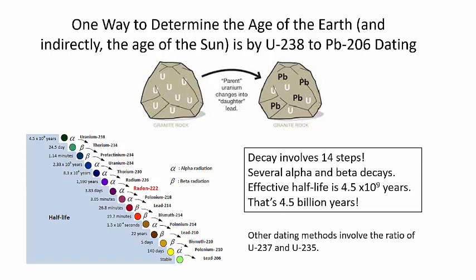Now, the complete sequence of these nuclear reactions is complicated. It's a 14-step process shown to the left, and not to worry about it. It's just that it involves a sequence of alpha and beta decays, which we talked about previously, and that the effective half-life for this process of converting uranium-238 to lead-206 is 4.5 billion years. Yes, I said billion years. Now, there are other methods as well of dating the planet Earth, but this is the one that works the best and that is most frequently used: uranium to lead isotope dating.